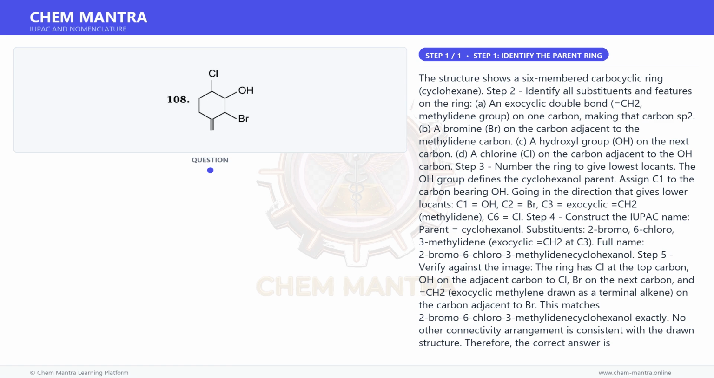The ring has Cl at the top carbon, OH on the adjacent carbon to Cl, Br on the next carbon, and =CH2, exocyclic methylene drawn as a terminal alkene, on the carbon adjacent to Br. This matches 2-bromo, 6-chloro, 3-methylene exactly. No other connectivity arrangement is consistent with the drawn structure.